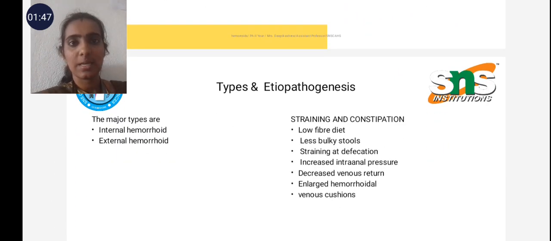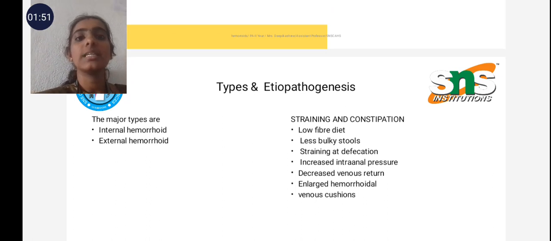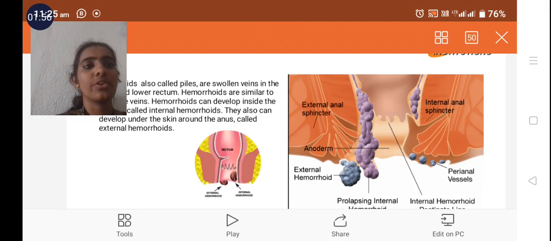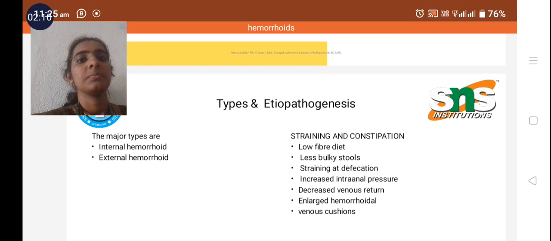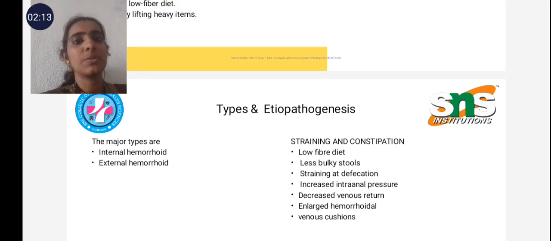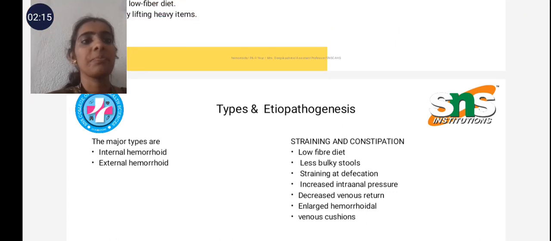And we are going to see about the types. There are two types of hemorrhoids. The major ones are internal and external. Internal means, in this picture, we are seeing the internal hemorrhoids. It occurs only inside the anus. But in the external hemorrhoids, it starts from inside and protrudes to the outside. That means we can see it in the anal region. So this is the difference between internal and external hemorrhoids.